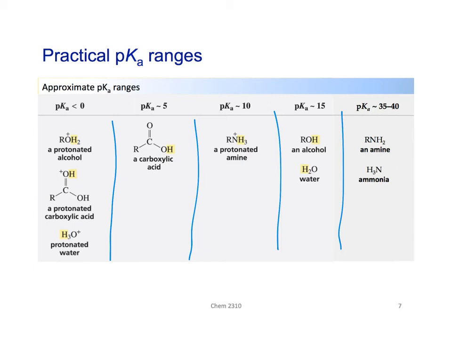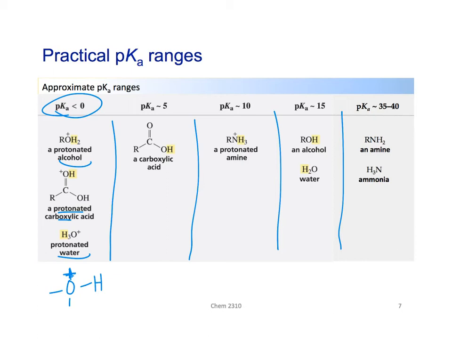Notice on the left, pKa less than 0, so these are the most acidic compounds. Each one of these has an oxygen with an H on it and a plus charge on the oxygen. This includes hydronium ion and protonated alcohol. Notice this one is actually a protonated carboxylic acid. So whenever you see molecules with a protonated oxygen, where the oxygen has a plus charge, these are going to have pKa's below 0. They're going to be very strong acids.